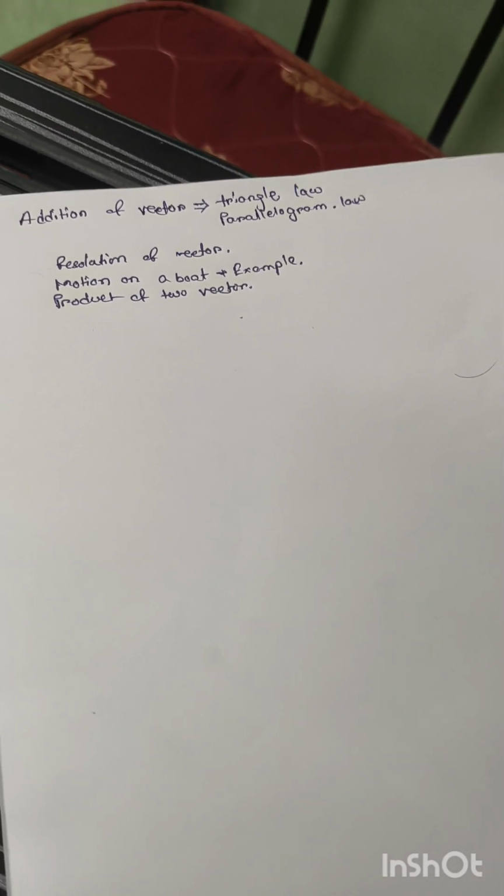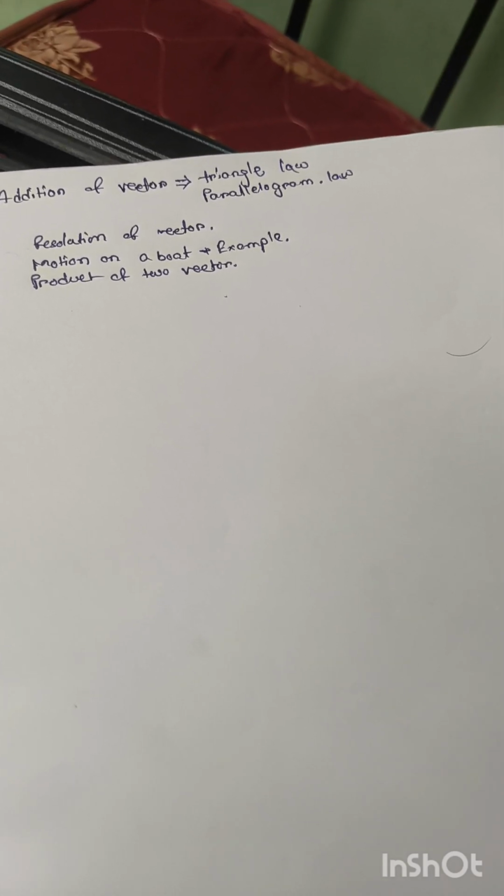Today we learn about addition of vectors, then resolution of vectors in x and y coordinates, then a simple examination of the motion of a boat in a streamline, and lastly two important products of vectors, that is the scalar product and the vector product, otherwise called the dot product and the cross product.